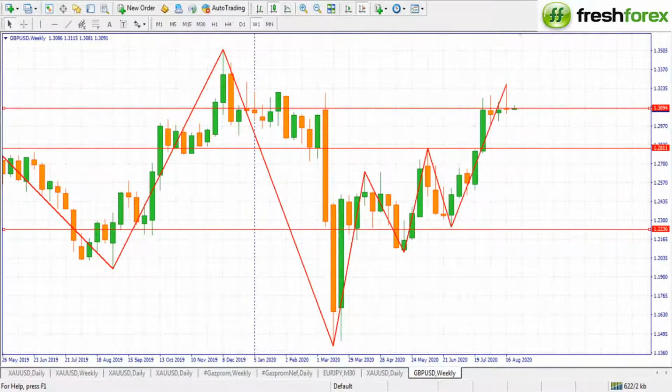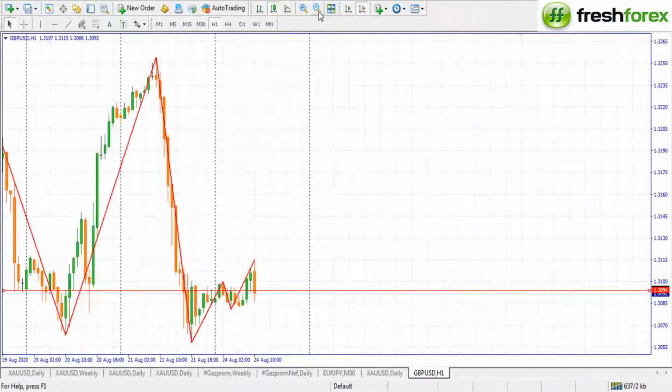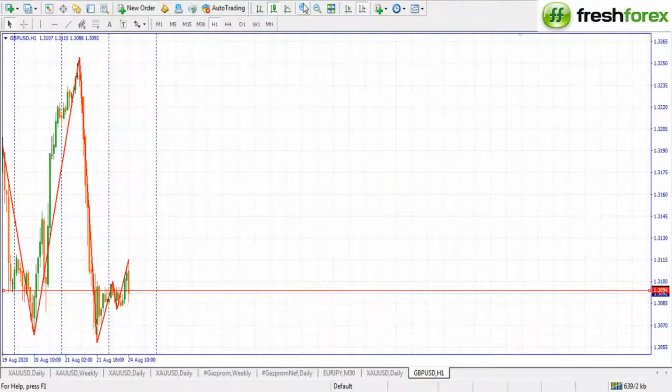we used the zigzag for setting the stop loss. That's the main reason you're seeing it on the screen. I use it basically to set the stop losses. So if you look at the 1 hour chart, this is what will happen.